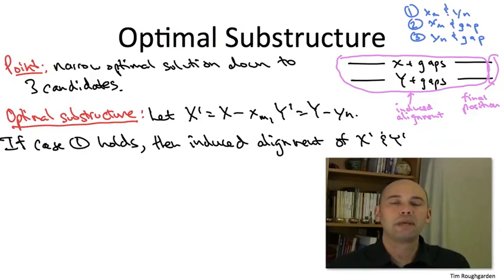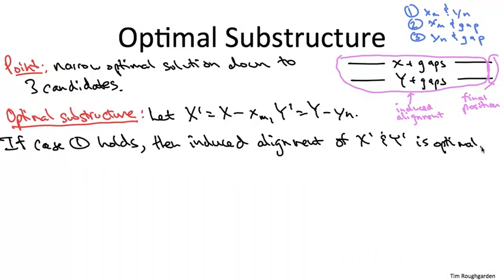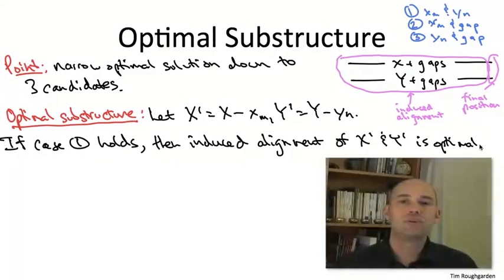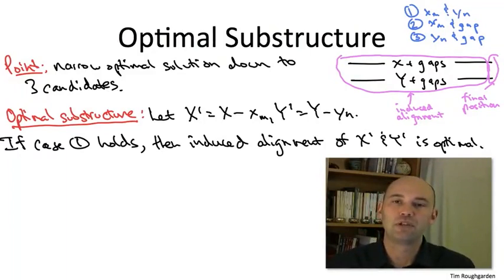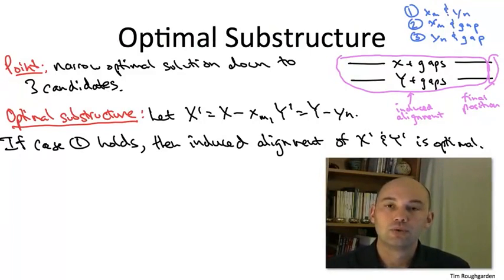And certainly what we're hoping is true is that the induced alignment is in fact an optimal alignment of these smaller strings x prime and y prime. This would say that when we're in case 1, the optimal solution to the original problem is built up in a simple way from an optimal solution to a smaller subproblem.